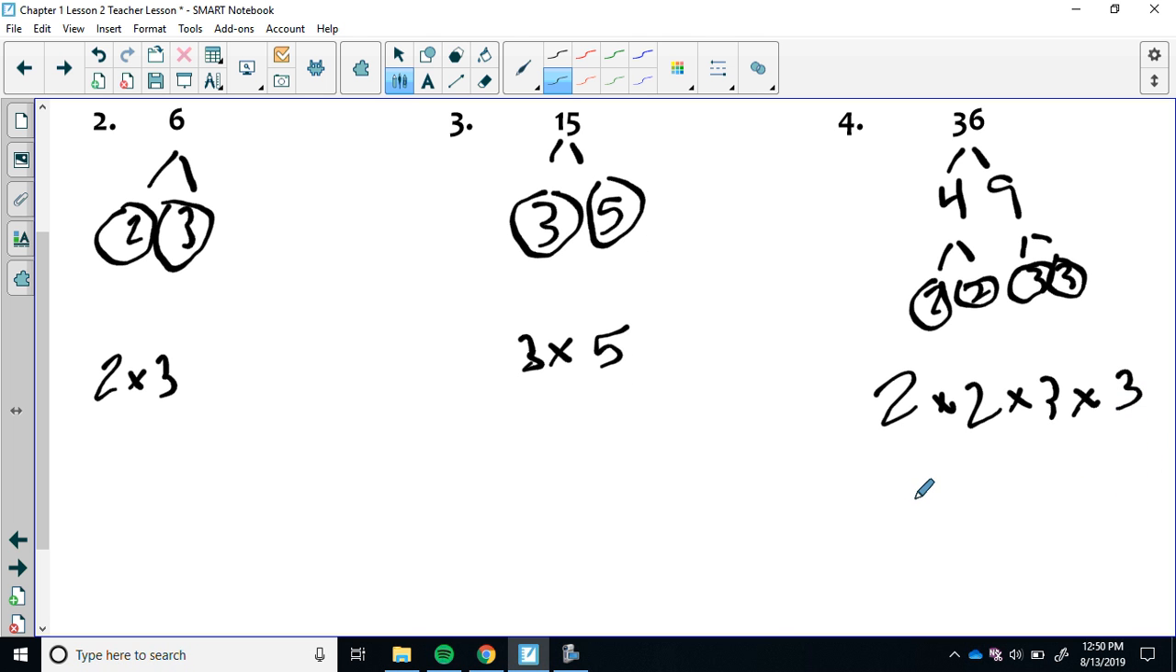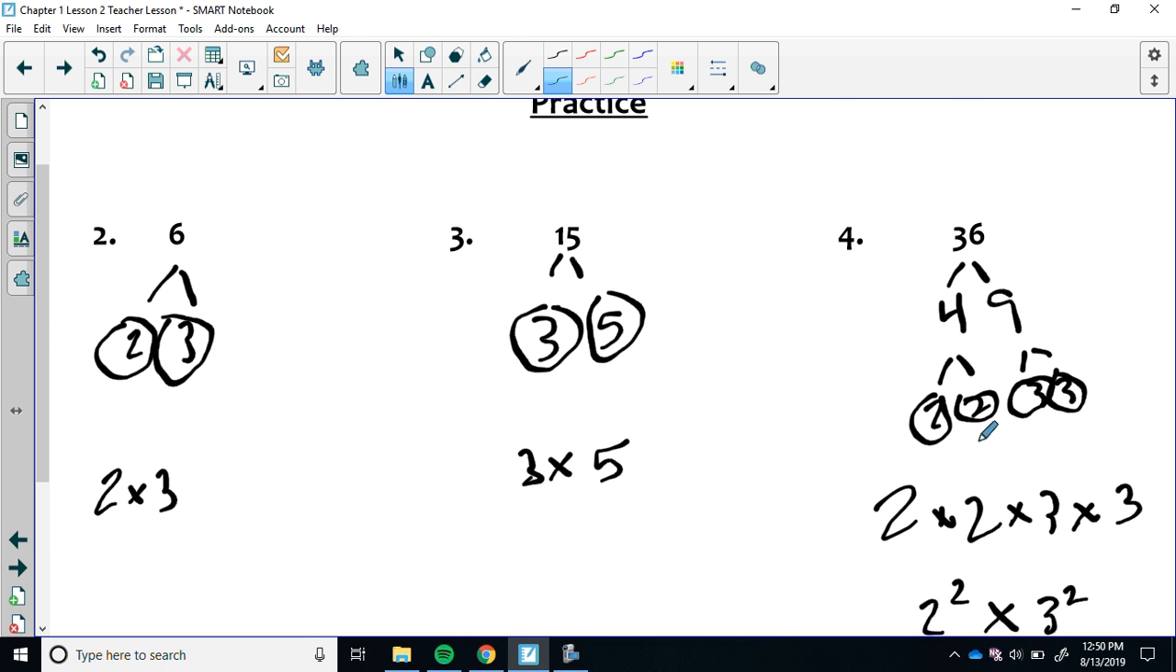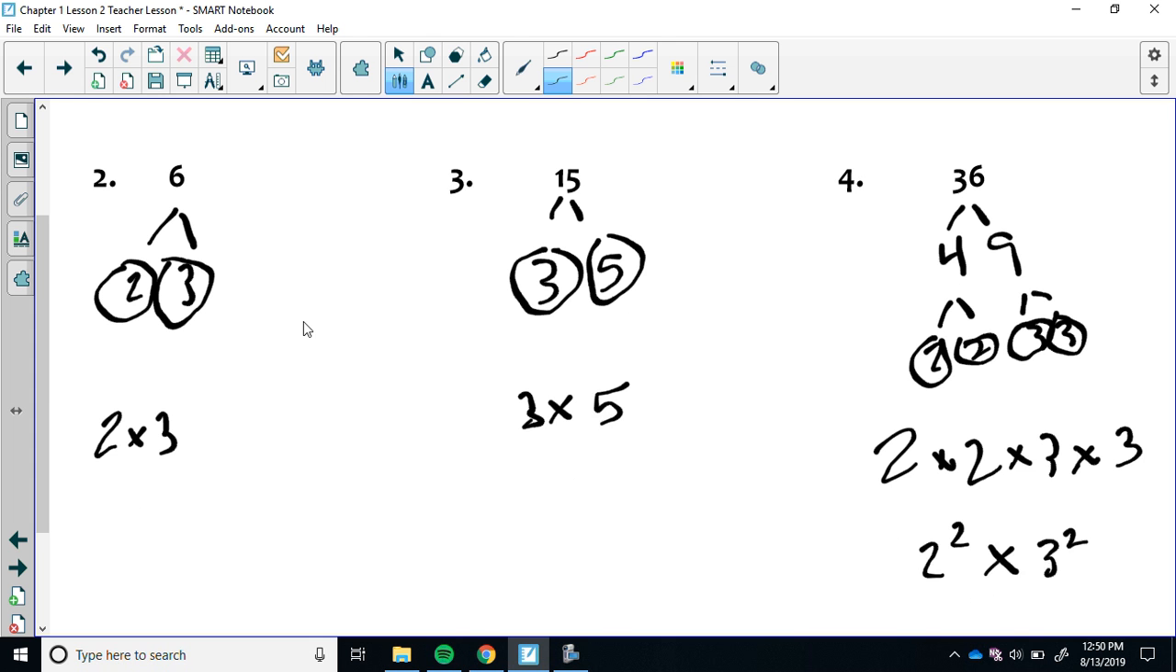And then what mathematicians like us to do is write this in exponential form, which means if we have multiple numbers, there's two 2's, so we're going to write it as 2 to the second power. And there's two 3's, so we're going to write that as 3 to the second power. Now once again, if we look back here, 2 times 2 is 4, 3 times 3 is 9, 4 times 9 is 36, and that's our starting point.